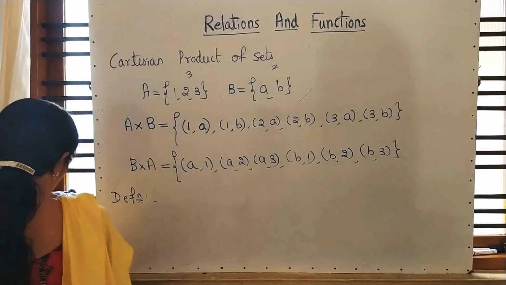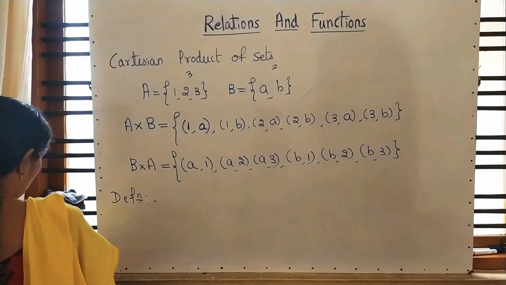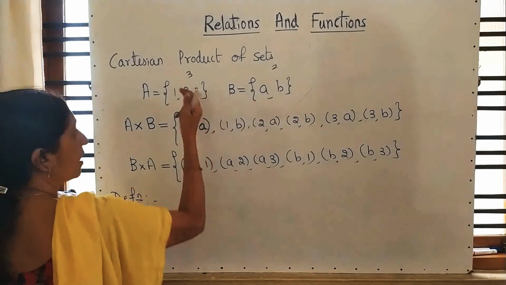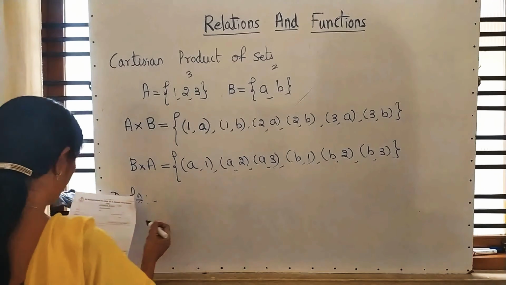Given, and they are non-empty sets. Some elements are present. If there is an empty set, how can you write the Cartesian product?